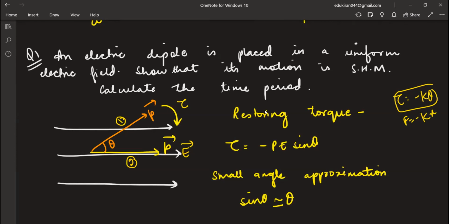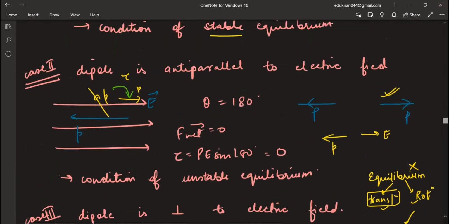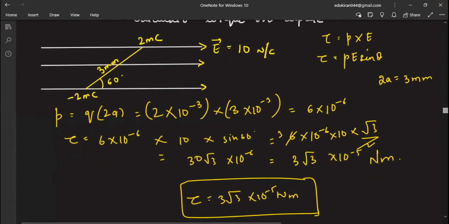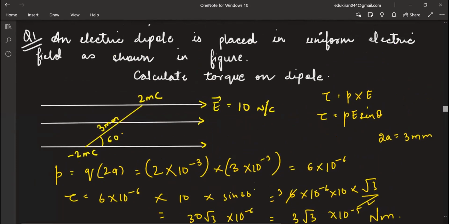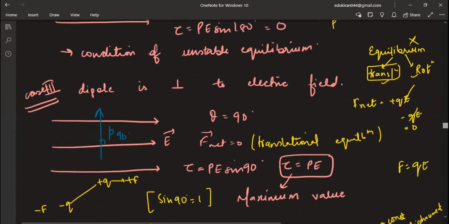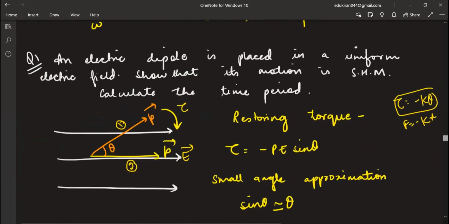So see class, the restoring torque we have seen is minus PE sine theta. Actually, the formula that we had seen is P cross E only, right? But we put this minus sign because this is restoring. Otherwise, in general, the torques we had studied in the last class were not restoring. In those questions it was just the torque on the dipole, trying to align it. So we didn't put a negative sign in those questions, but here we have to put it.